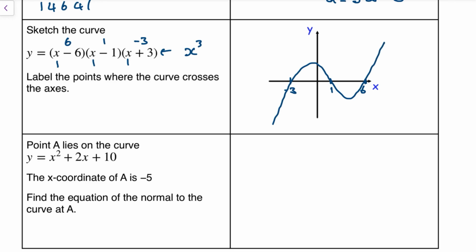Now, let's just quickly check what it needs. So label the points where the curve crosses the axes. So it's both axes. So we also want this one here. Now, if I put 0 into each of these, I've got minus 6 times minus 1, which of course is 6, times by 3, which is 18, which means that this value here is 18.